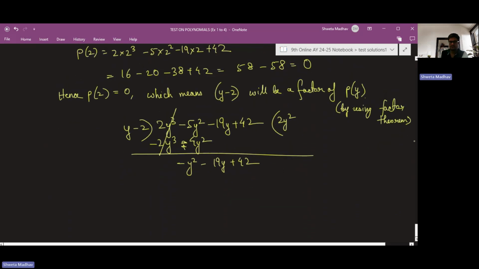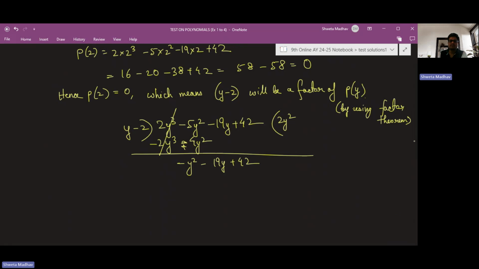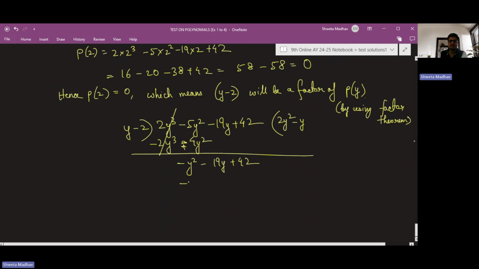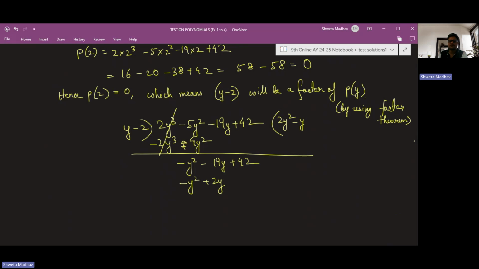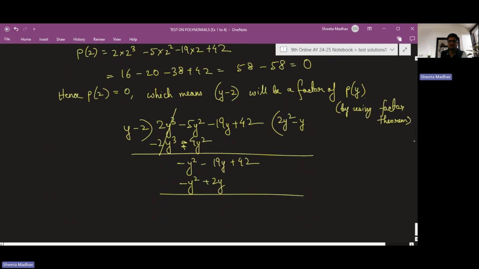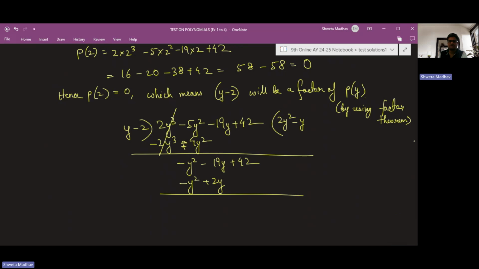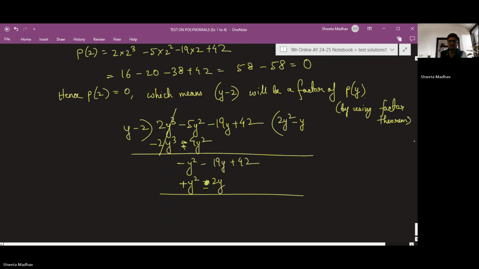Then this will be, here we need minus y square, so I will multiply this with minus y, so this will be minus y square plus 2y. Then we have to subtract it, so the sign will change. And minus y square plus y square. So then minus 19y minus 2y, that is minus 21y plus 42.